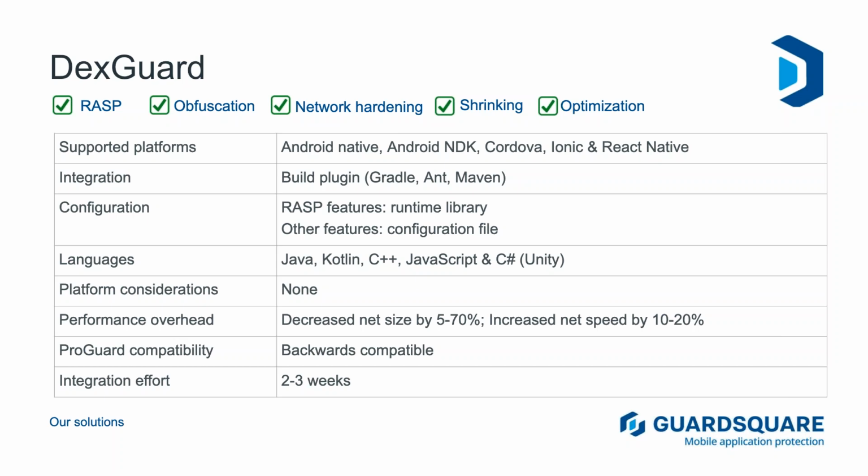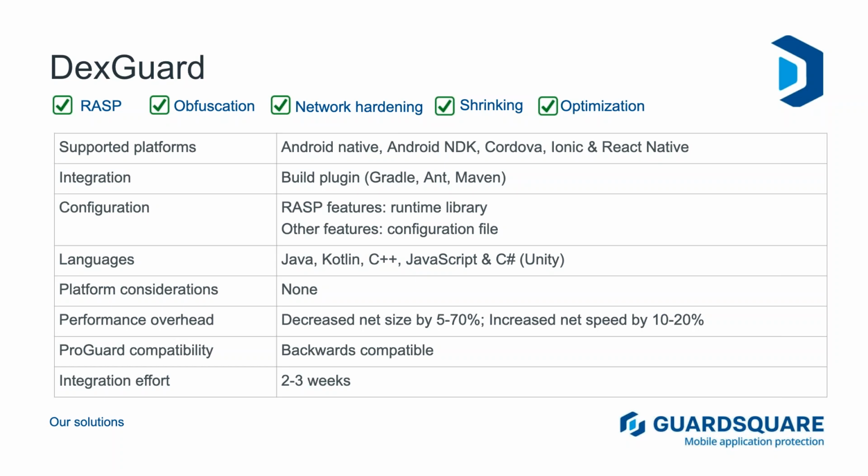So some of these techniques, especially encryption or code obfuscation, like control flow obfuscation and arithmetic obfuscation, can have an impact on the app in both speed and size. However, thanks to the shrinking and optimization step, DexGuard will actually be able to decrease the net size of your app by 5 to 70% and increase the speed by 10 to 20%. Of course, it's important to only apply these additional hardening techniques to the security sensitive parts of your application, because if not, you will experience an overhead there.